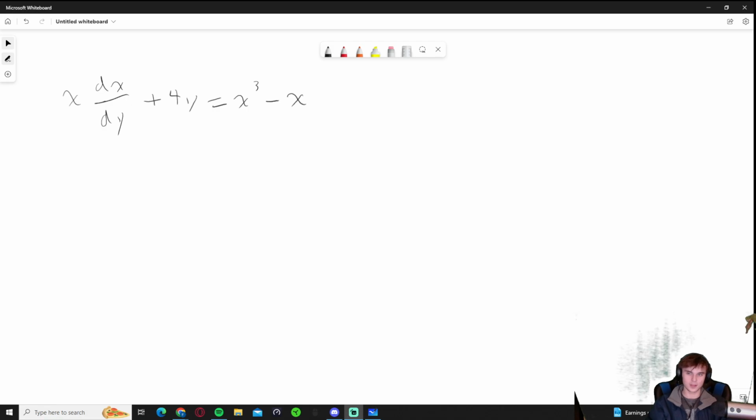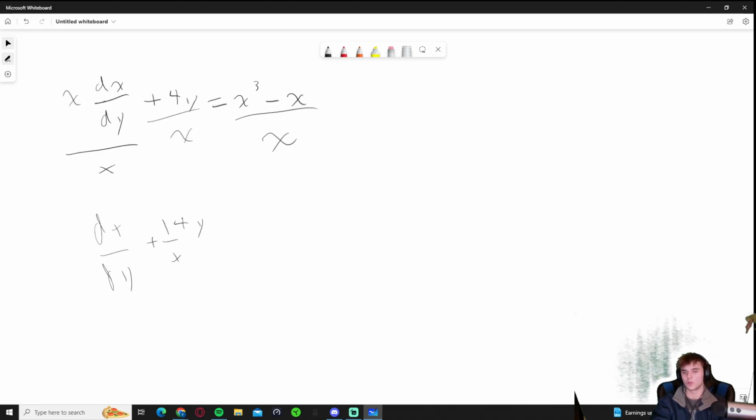So, first things first, we have to get into standard form. To do that, we divide everything by this x right here to get rid of that, to get that dy/dx alone. So we end up with dy/dx plus 4y plus 1 over x times 4y equals x squared minus 1. Okay, boom. So then we could figure out what p of x equals.